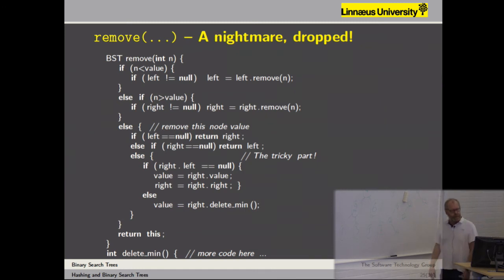Remove is actually a nightmare. That's the problematic part. I have a tree and I would like to remove a node, then I must shuffle it a bit here. And it's a bit complicated, so we are skipping this one. The basic idea is that you understand what they look like and why they are much faster than the sequential search.